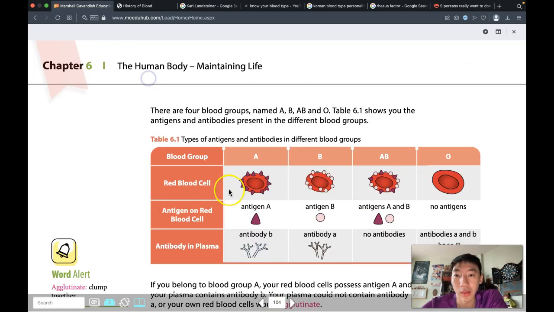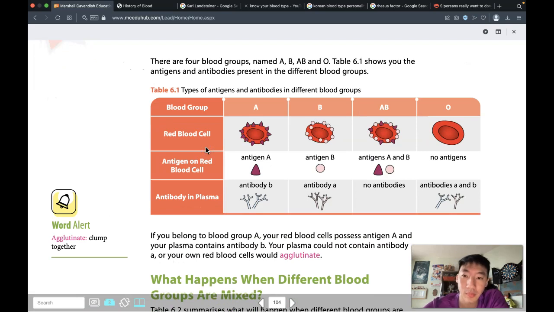Okay, let's take a look at the 4 blood groups. There are 4 blood groups: A, B, AB, and O. For a person whose blood group is A, his red blood cells contain antigen A, or rather antigen A is present on all of his red blood cells. And in his plasma, there's antibody B.